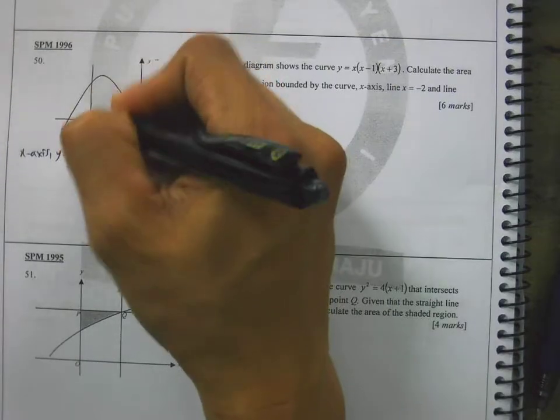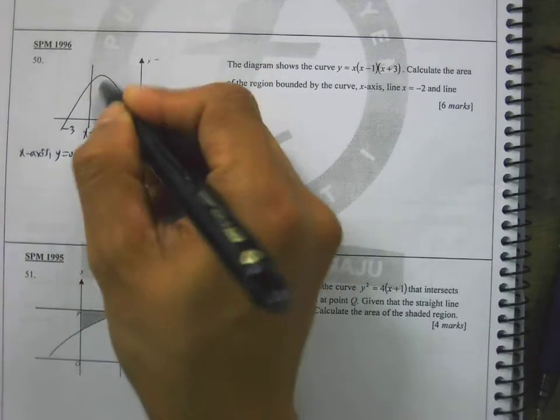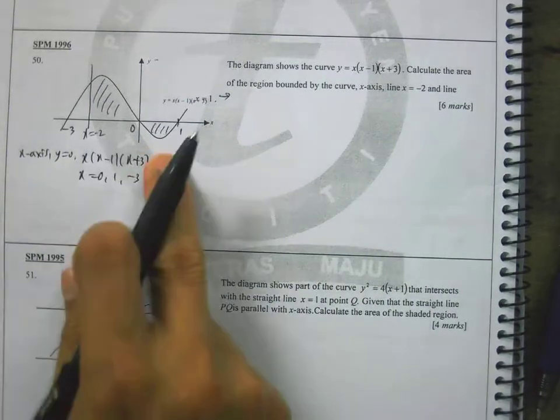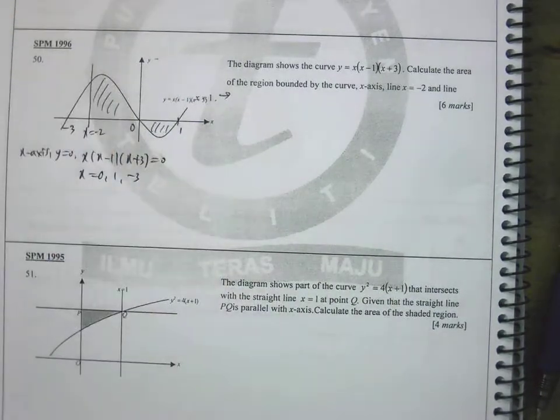2. X equals negative 2 should be somewhere here. So we are finding this area and this area. Now notice that if part of the graph is below and part of the graph is above, you cannot integrate in one shot. You will get a wrong answer. You need to integrate part by part.